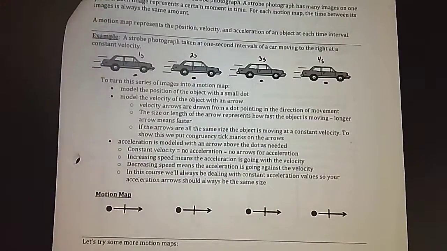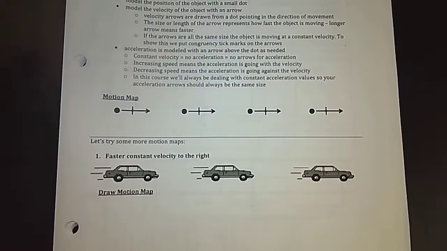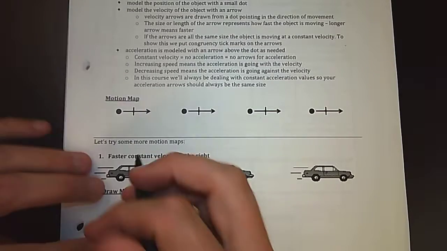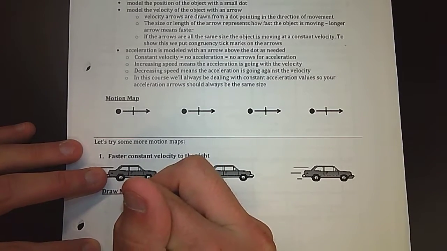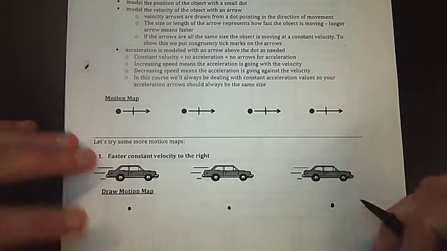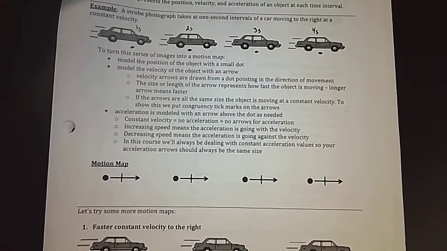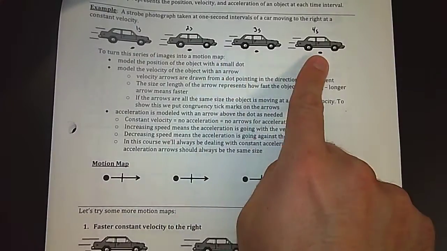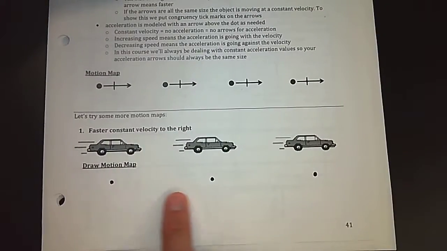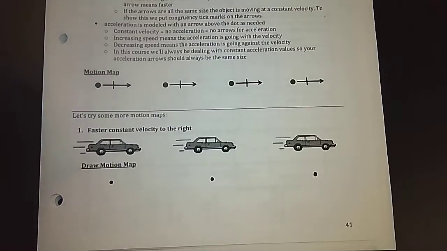Right? So I could do the same thing down here for this car. So a faster constant velocity to the right. So if I draw my motion map, I draw a dot, and a dot for where that car would be. Now something to notice is that both were going at a constant speed, so you have an equal distance between them. But since this one's going faster, there's a greater distance in between each dot. And that makes sense because the car's traveled further in the same amount of time.